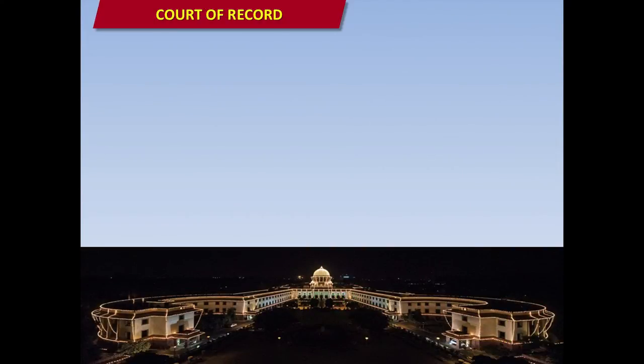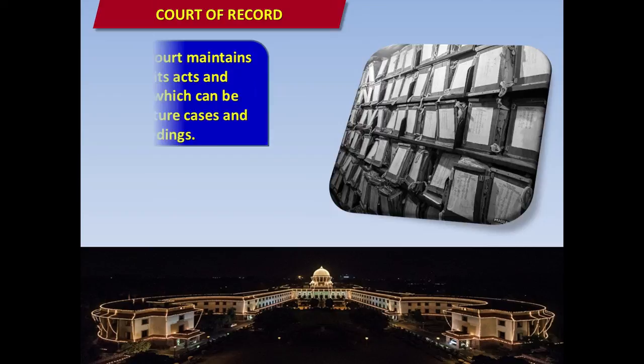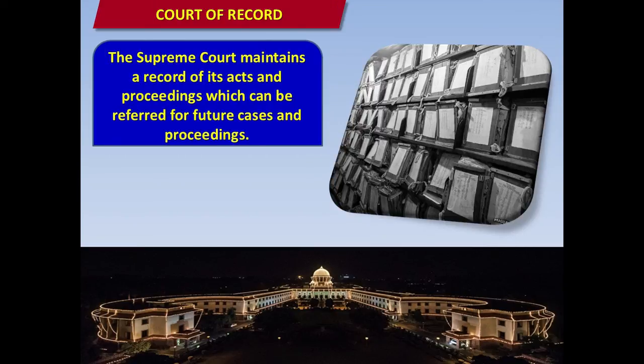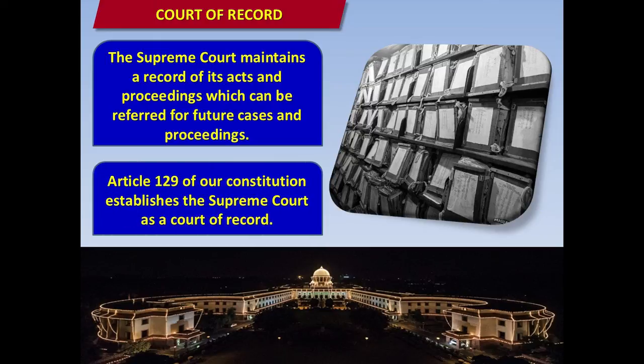And next one is the court of record. The Supreme Court maintains a record of its acts and proceedings, which can be referred to in future cases and proceedings. Article 129 of our Indian Constitution establishes the Supreme Court as a court of record. Children, actually our Indian Constitution currently has 448 articles, 25 parts and 12 schedules.